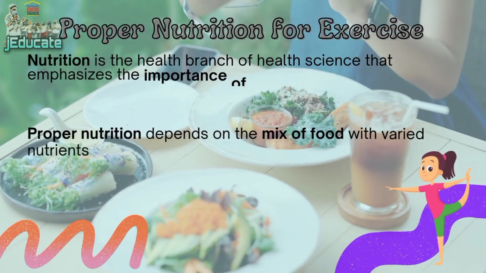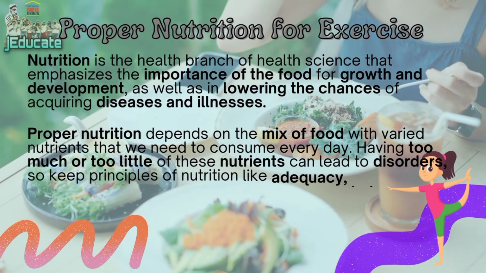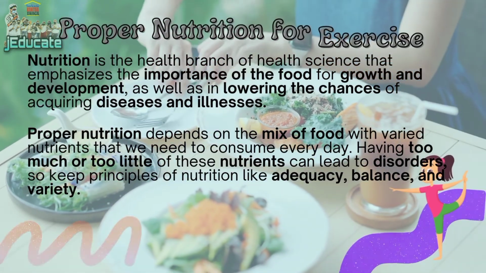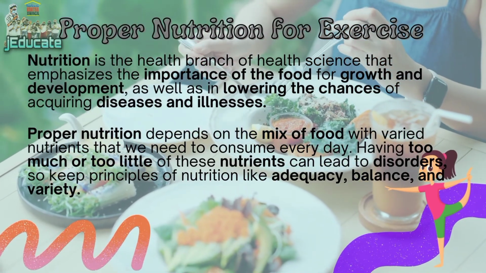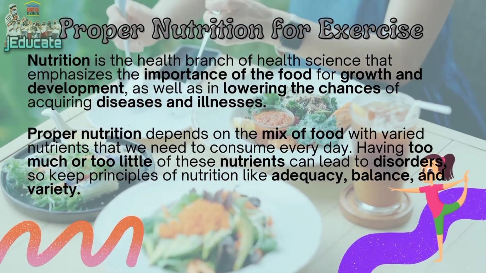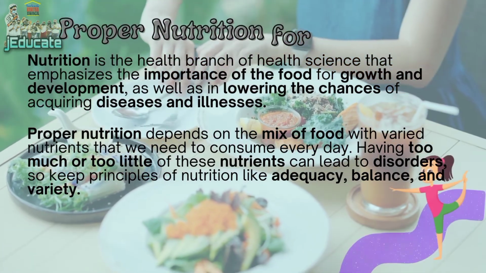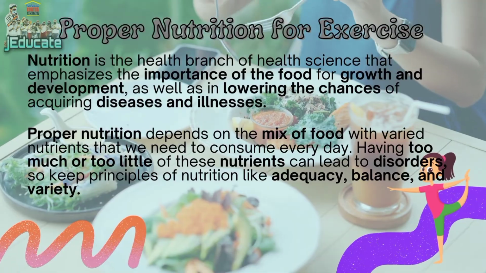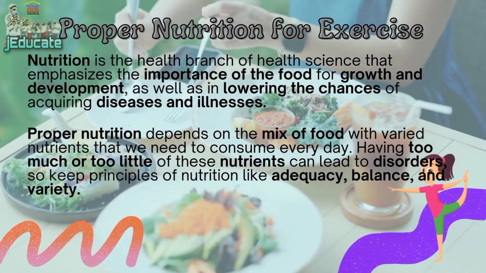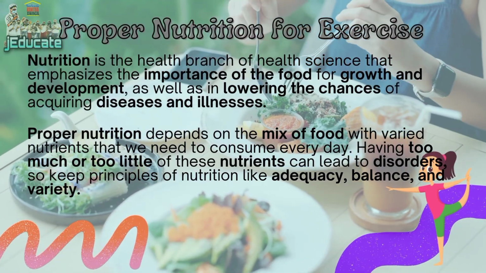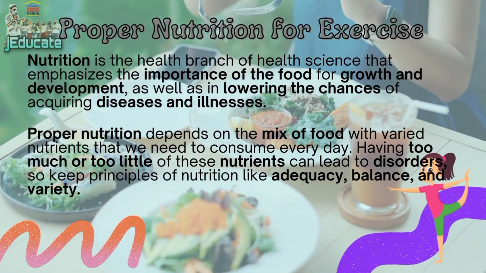Proper nutrition for exercise. Nutrition is the branch of health science that emphasizes the importance of food for growth and development, as well as in lowering the chances of acquiring diseases and illnesses. Proper nutrition depends on the mix of food with varied nutrients that we need to consume every day. Having too much or too little of these nutrients can lead to disorder, so keep principles of nutrition like adequacy, balance, and variety.